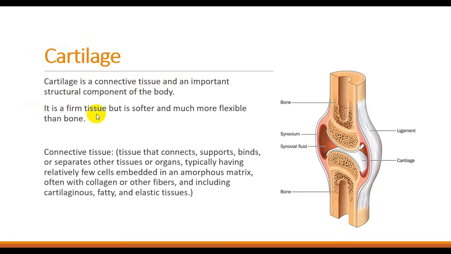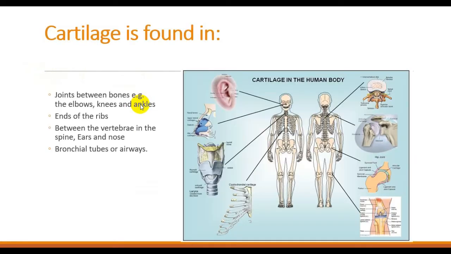It is hard, but it's softer than the bone, and it's more flexible than the bone. It has a hard structure, but it is softer than the bone. As you can see in this picture, at the tip of each of the bones which are making joints, there are cartilage structures which are preventing the friction between those two bones while moving, and this is the main function of cartilage.